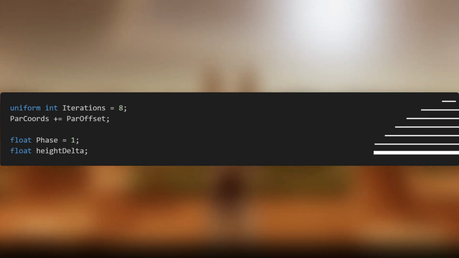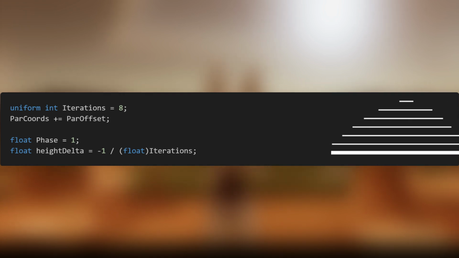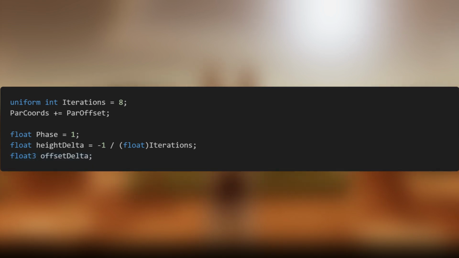Then get the height delta as a float, which represents the height between every iteration. It will be -1 divided by the number of iterations as a float. -1 because it's going to move downwards. We also get the offset delta, which shifts the coordinates by every iteration, that is the negative offset divided by the number of iterations as a float.